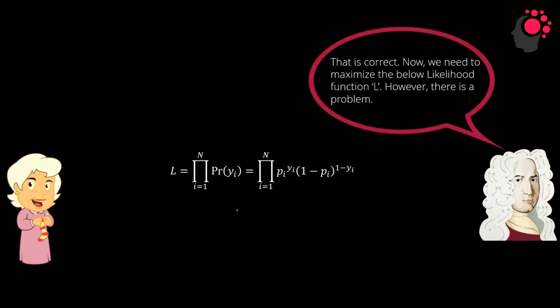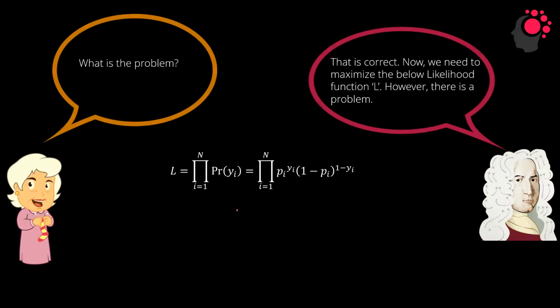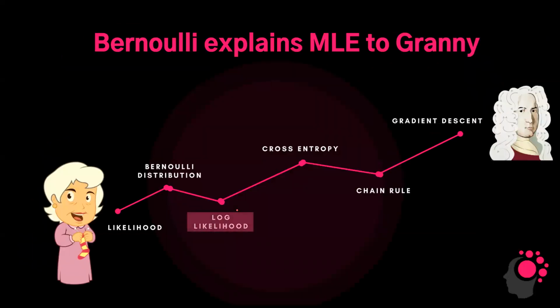Now we need to maximize the below likelihood function L. However, there is a problem. Not everything is hunky-dory. This concept looks good, but there's a problem with this equation. Any idea what the problem is? Agatha is asking, what's the problem with this equation? We have the equation, why can't we just go ahead and maximize it? This is where we come across the third concept in this learning path, which is log likelihood.